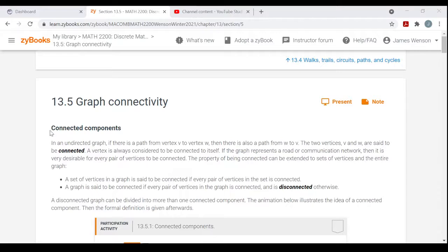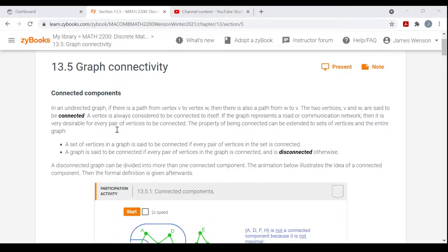Alright, so the first part of this section is on connected components of a graph. There are a lot of definitions in this section as well. You've noticed almost every section here. This whole chapter 13 is comprised of a lot of definitions because the whole chapter is basically just an introduction to graph theory.